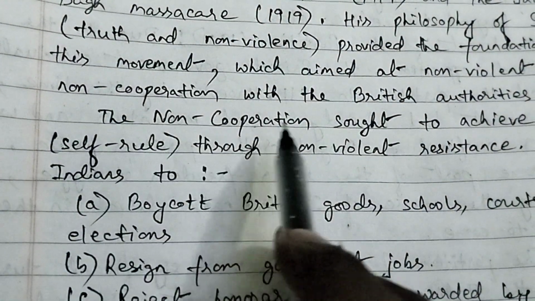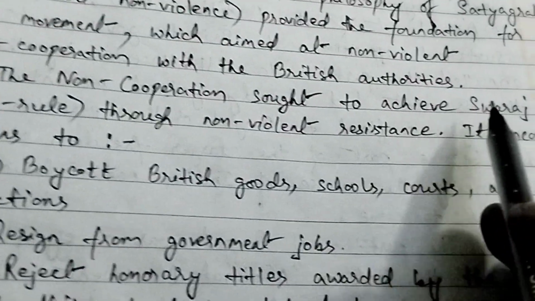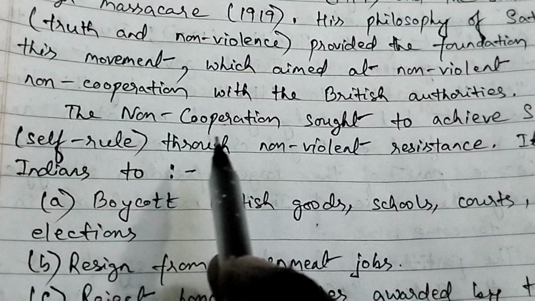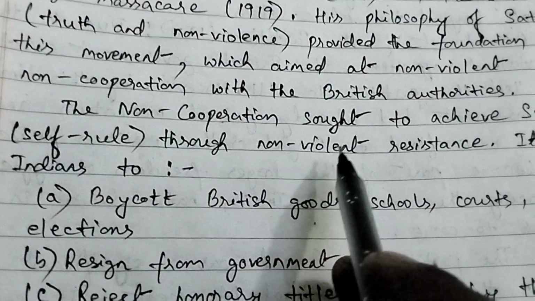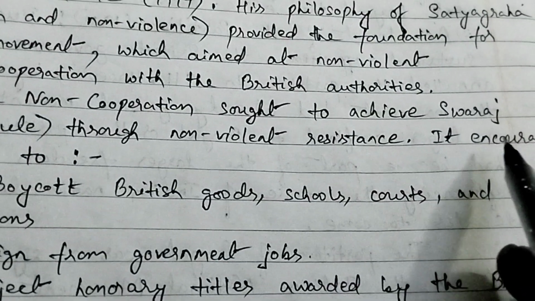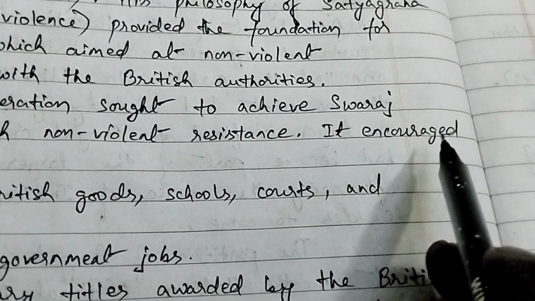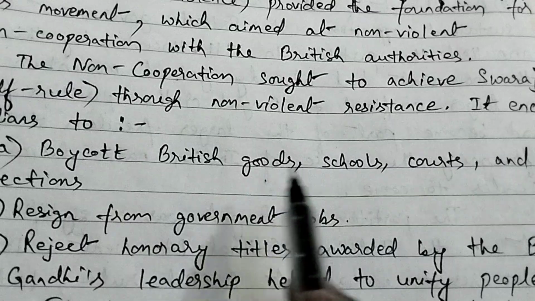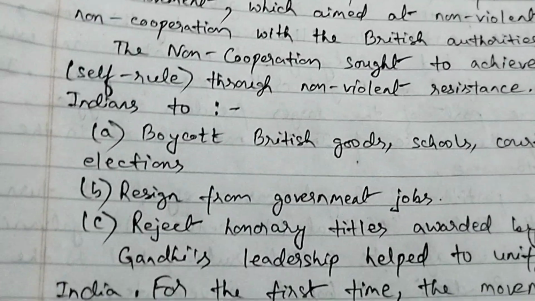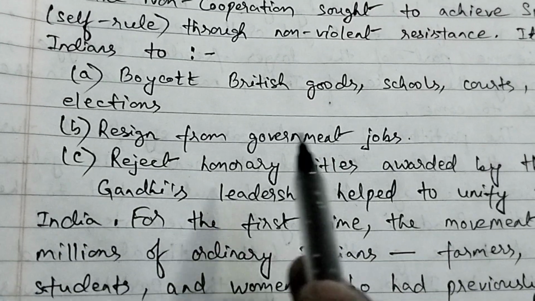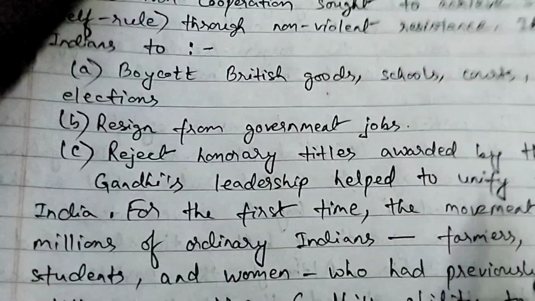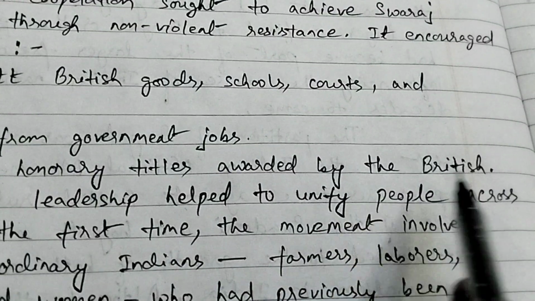The non-cooperation movement sought to achieve Swaraj, meaning self-rule, through non-violent resistance. It encouraged Indians to boycott British goods, schools, courts and elections, resign from government jobs, and reject honorary titles awarded by the British.